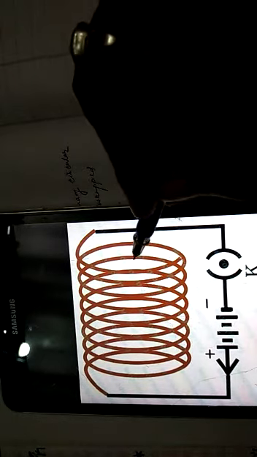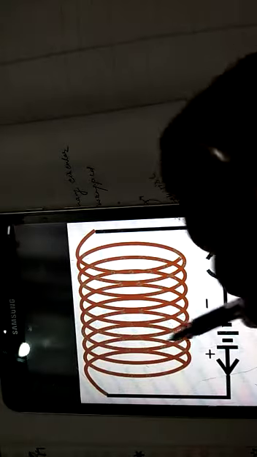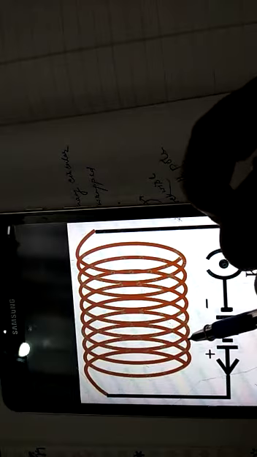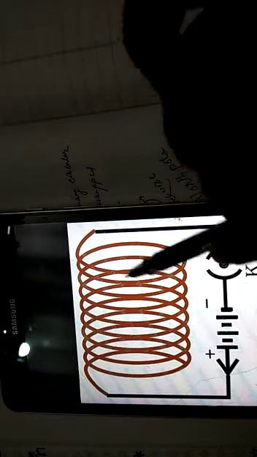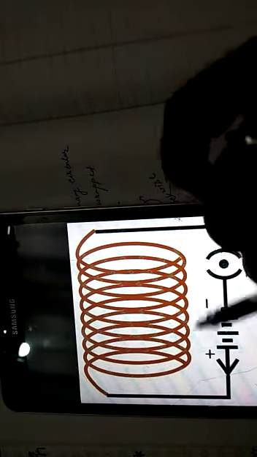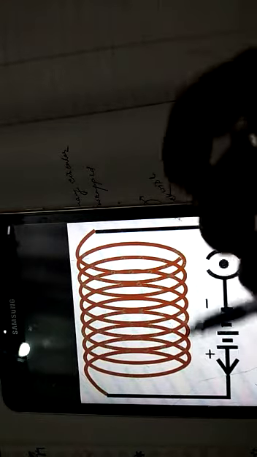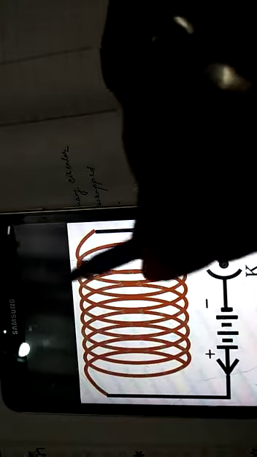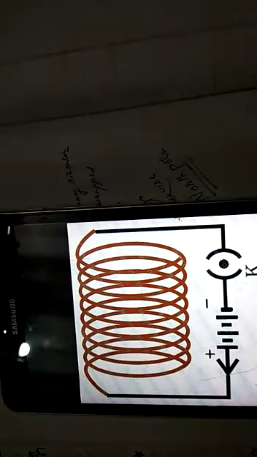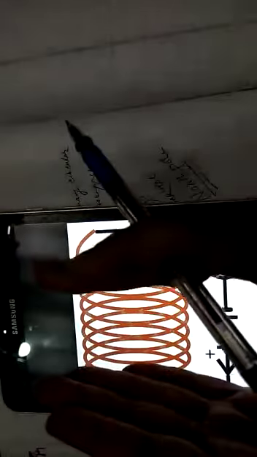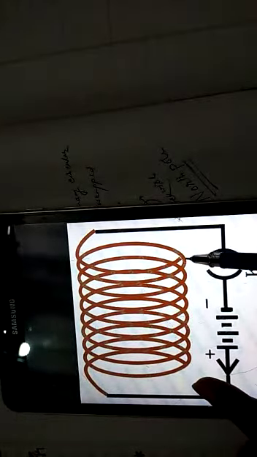We can also increase the strength of a solenoid by increasing the turns. But remember one thing: in several books I have seen that if you increase the number of turns, the strength increases, but actually the number of turns is not the factor, it is the turn density. So you cannot increase the length of a solenoid.